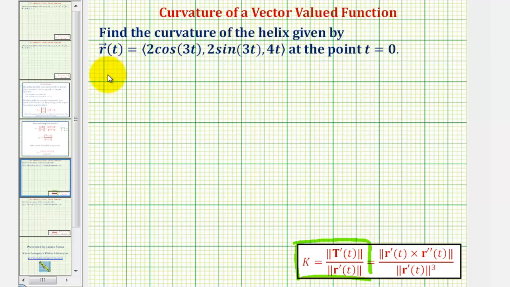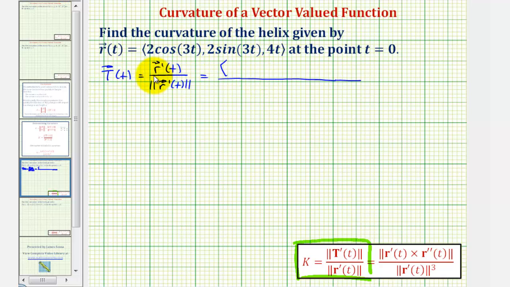We'll begin by determining the unit tangent vector valued function, T of t, which is equal to r prime of t divided by the magnitude of r prime of t. After we determine this vector valued function, we'll determine its derivative.